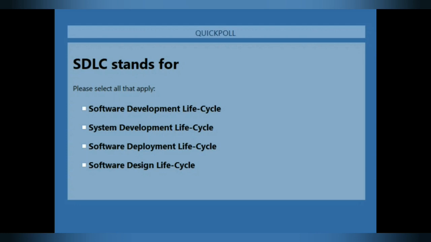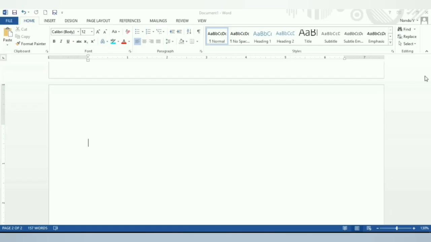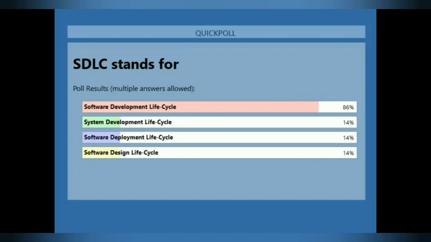Only 67% voted. I'm expecting 90% to vote. Okay, 5 more seconds, then I'll close this. One person did not vote. That's okay. I'm closing the poll and sharing it.